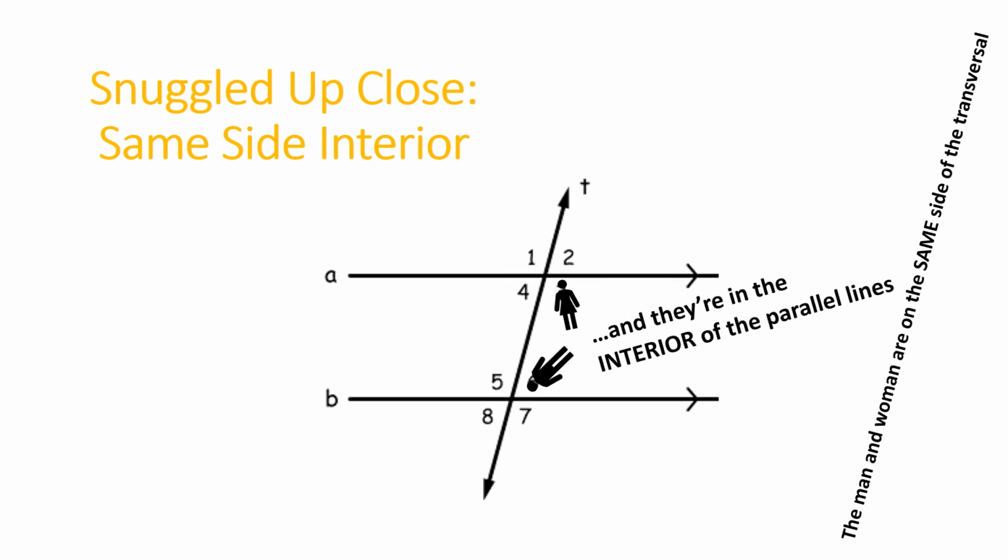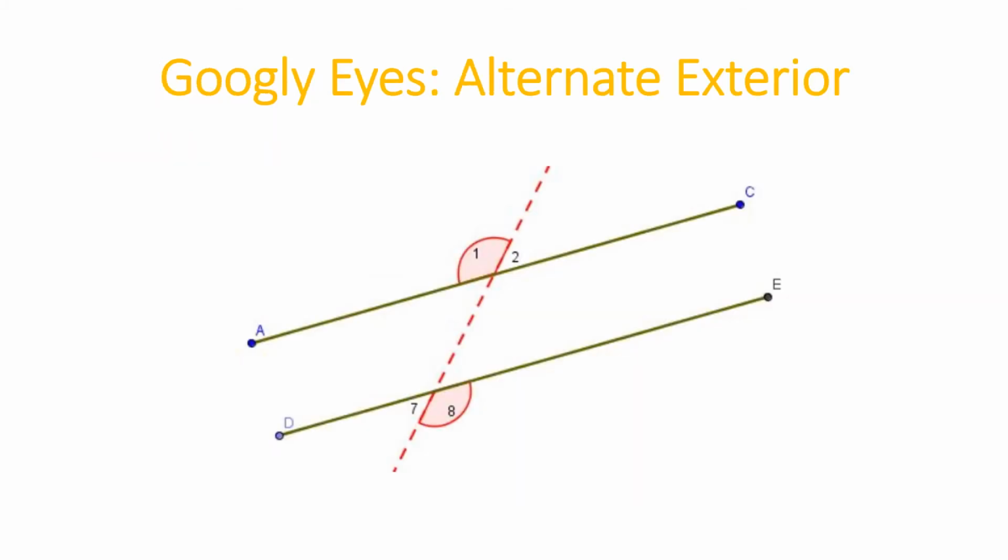And they're interior, they're on the inside of the parallels. So they're all snuggled up right next to each other. Okay, well, it's not to be confused with the linear pair. They're also right next to each other, but that's like BFF land when they're snuggled up in between.